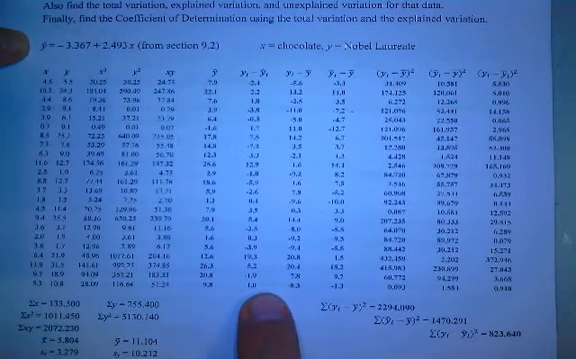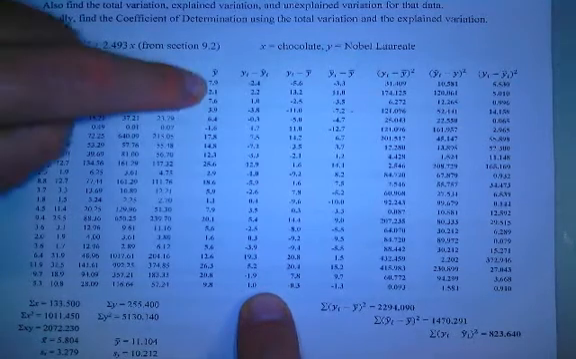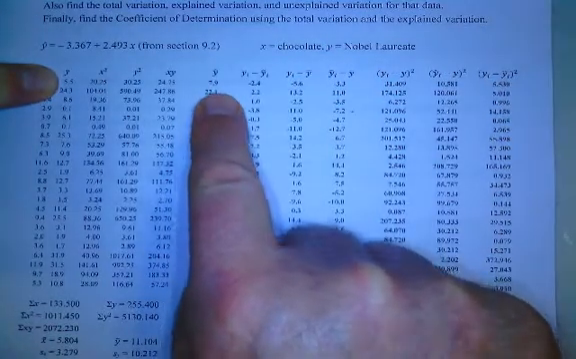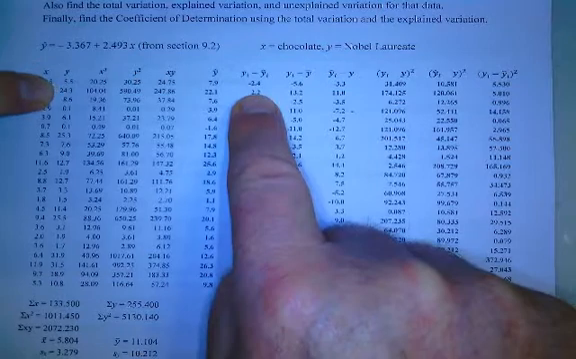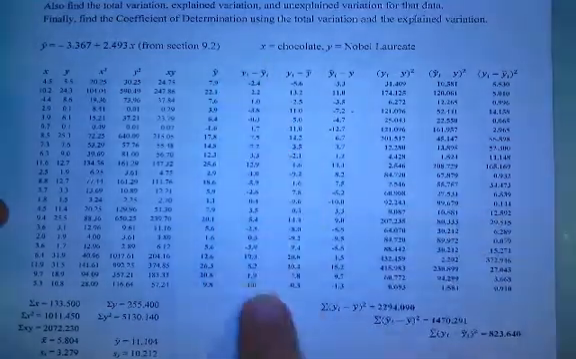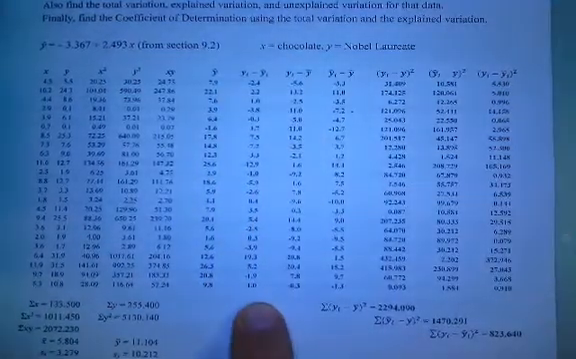Then, here are the residuals. The Y values subtract the Y hat values. So 5.5 subtract 7.9 gives us negative 2.4. 24.3 subtract 22.1 gives us 2.2. So this column here would be the residuals.